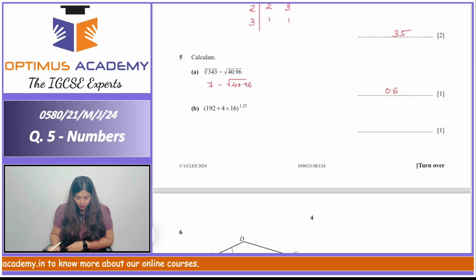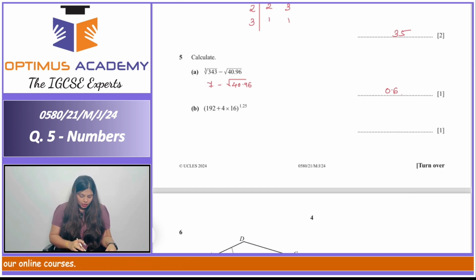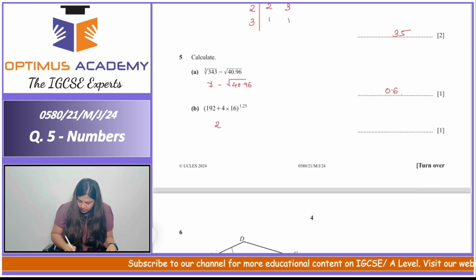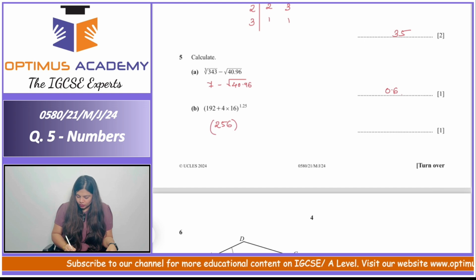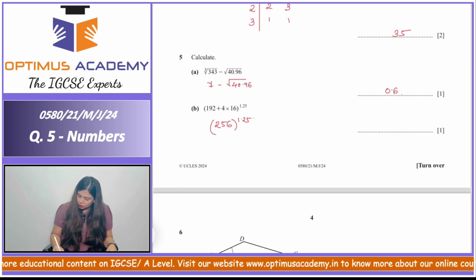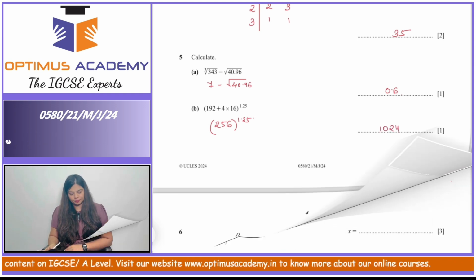B question says that 192 plus 4 into 16, the whole raised to 1.25. Again, using the calculator, we know the very first step should be the product, that is 4 into 16, 64, plus 192. Solving the bracket, we get 256 raised to 1.25. Now 256 raised to 1.25 gives us 1024 as the final answer.